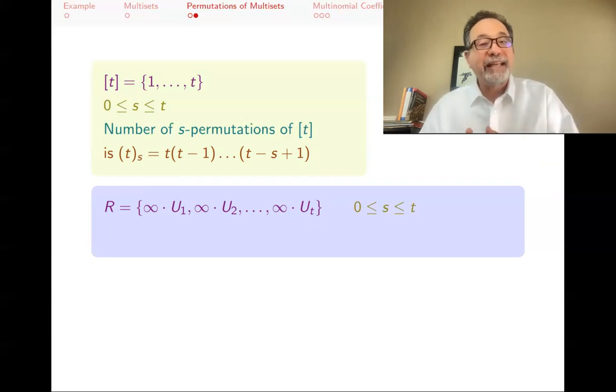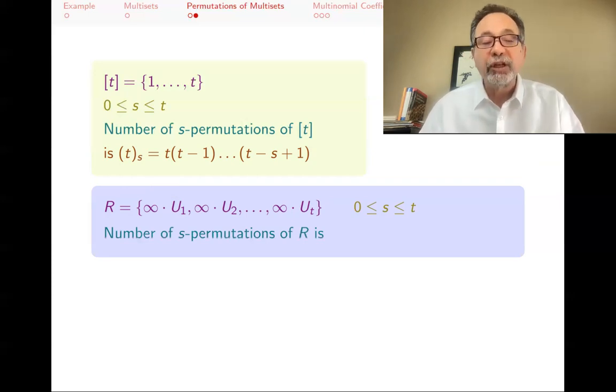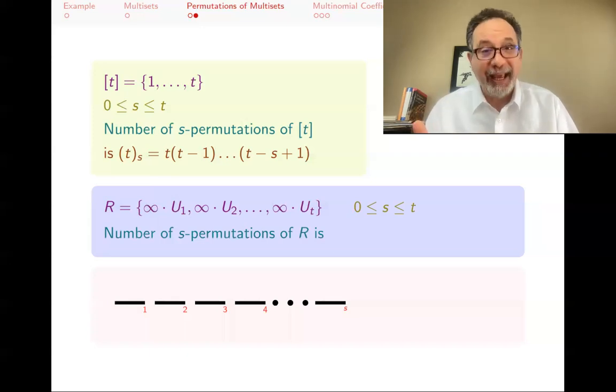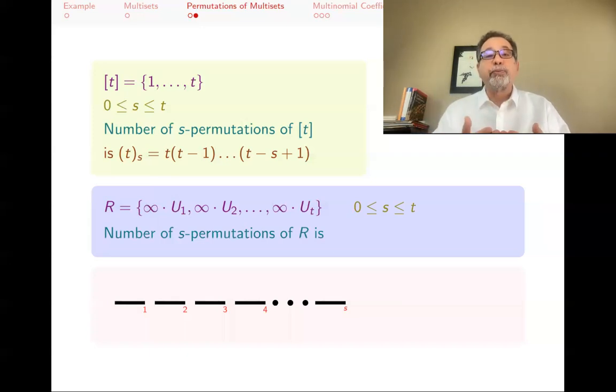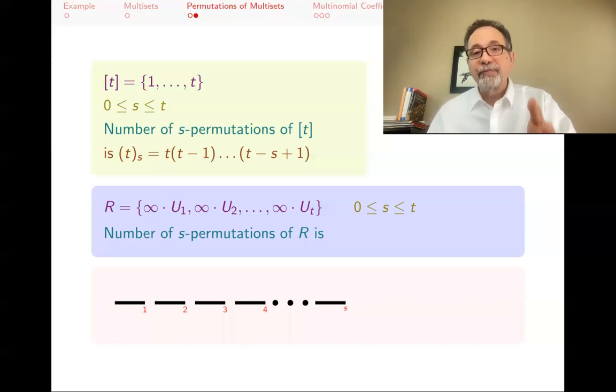And S is again a number between 0 and T, inclusive, and I want to know what the number of S permutations of R is. So how many S permutations does R have? Before I write down the answer, which I should, I want to give you the proof, because regardless of whether or not you remember what the answer is, you should know the argument. And in fact, just stop the video, give the answer yourself.